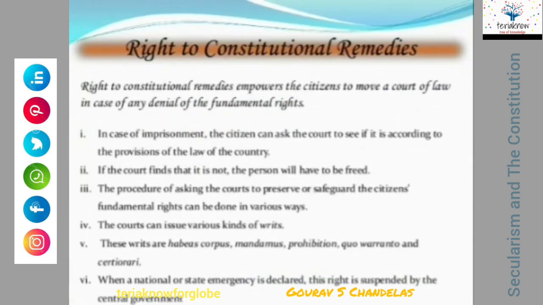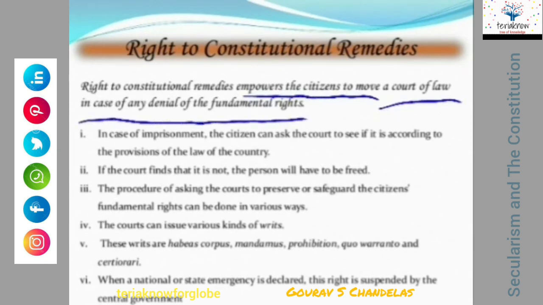So, if someone asks you, what is the right to constitutional remedies? Constitutional remedies empower the citizens to move a court of law in case of any denial of the fundamental rights. If someone is denying your fundamental rights, you can directly move a court of law. Understood? It is very important.